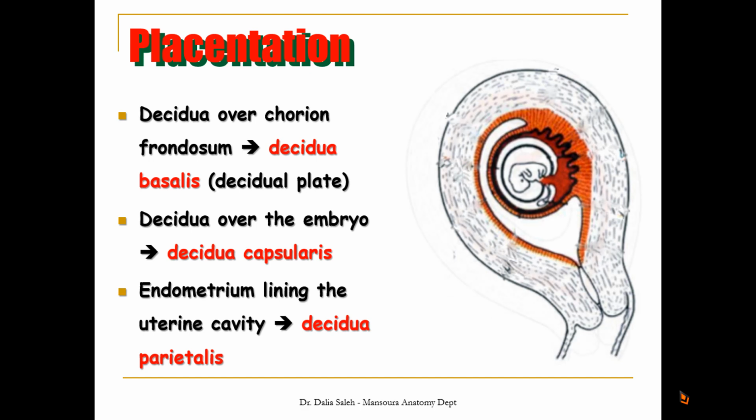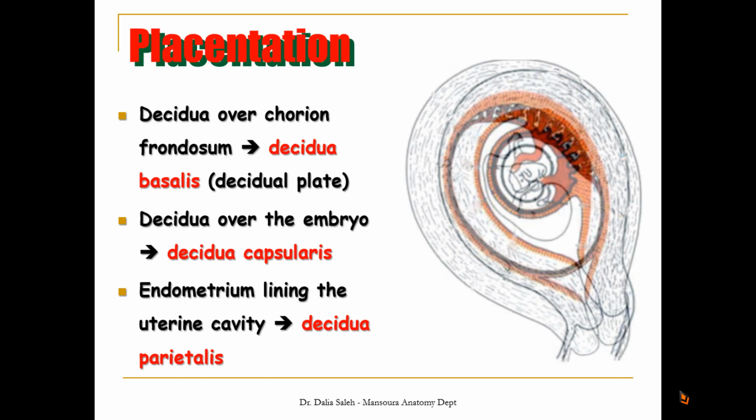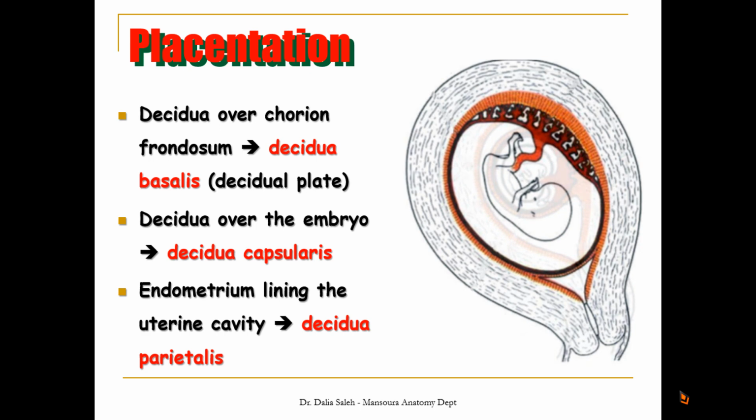So, with further development and enlargement of the gestational sac, the decidua capsularis will overstretch and degenerate, and finally the chorion laeve will come into contact with the decidua parietalis, leading to obliteration of the uterine cavity.